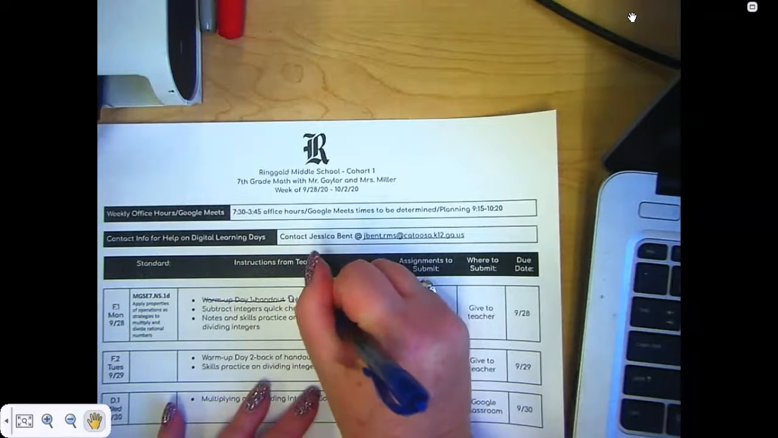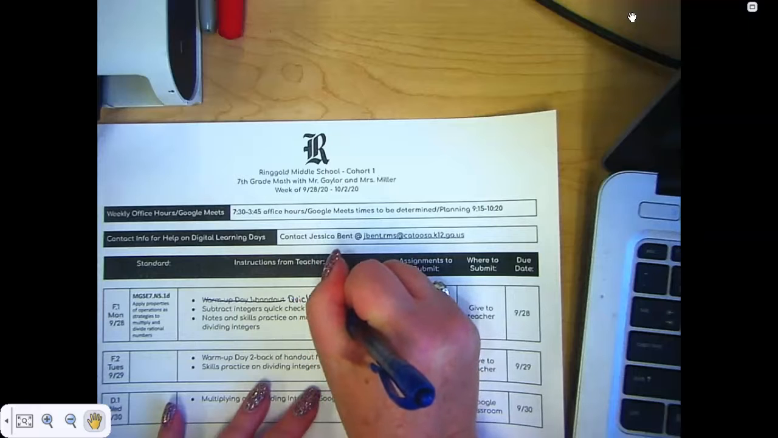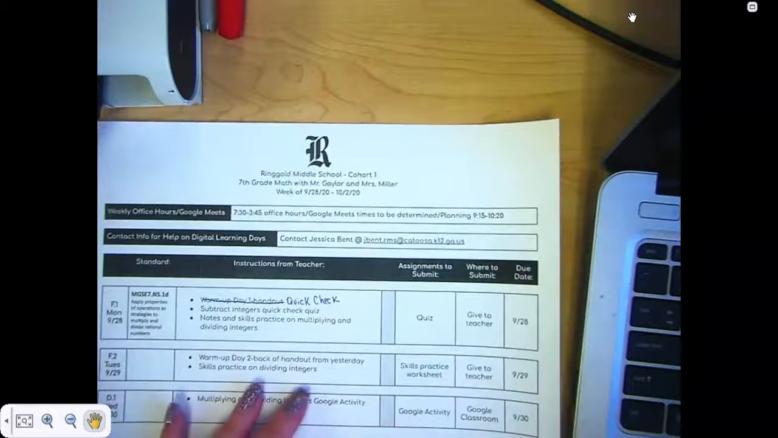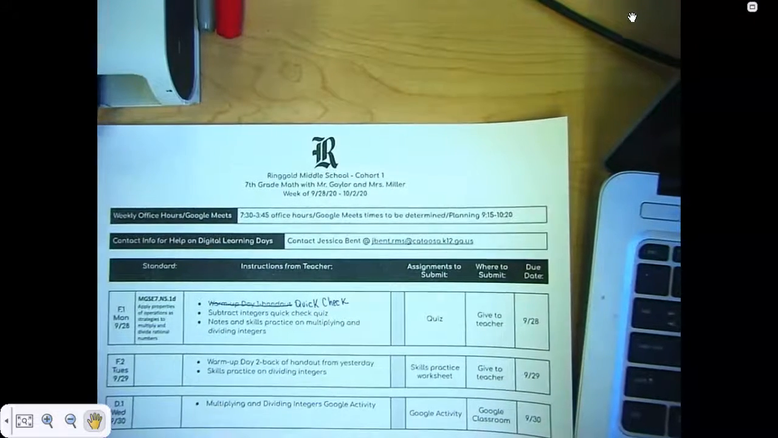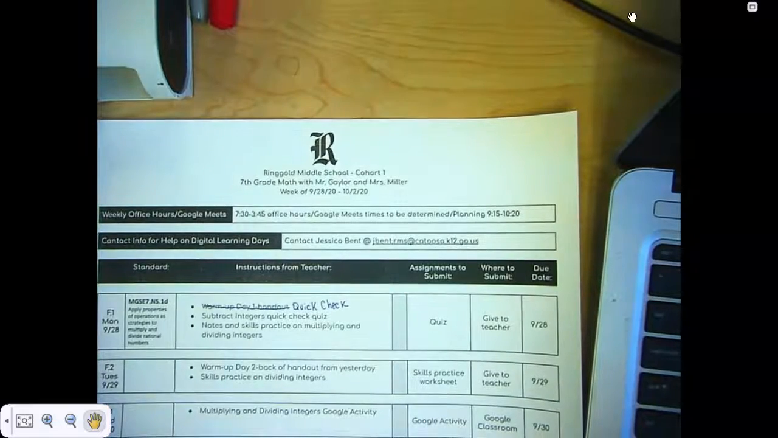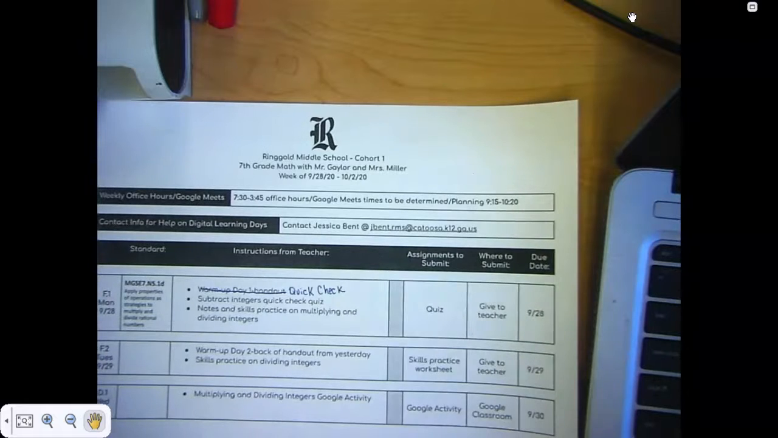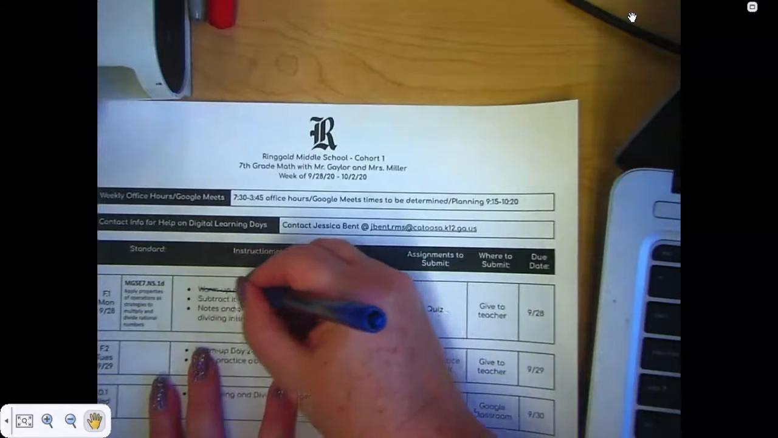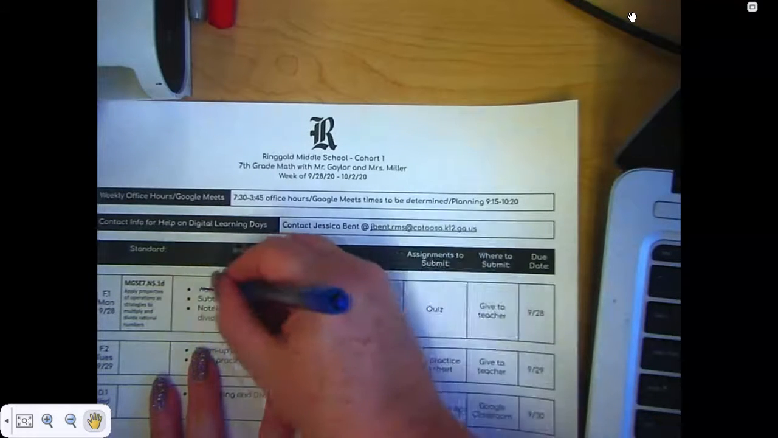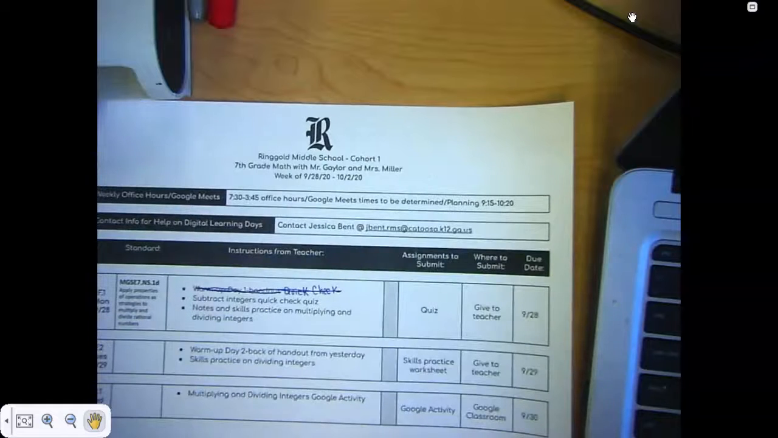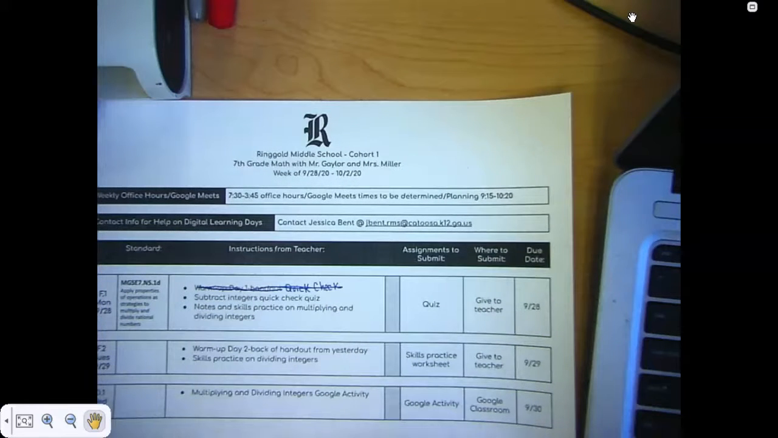Most of you did a great job on subtracting integers. If it looked like you had some trouble on it, we'll get with you and get you some help. The quick check was the second thing. I didn't think we had time for both of it, so we just crossed that out. So we did the subtracting integers quick check quiz. And then we're going to take some notes on multiplying and dividing integers, and then we're going to work on a skills practice for that.